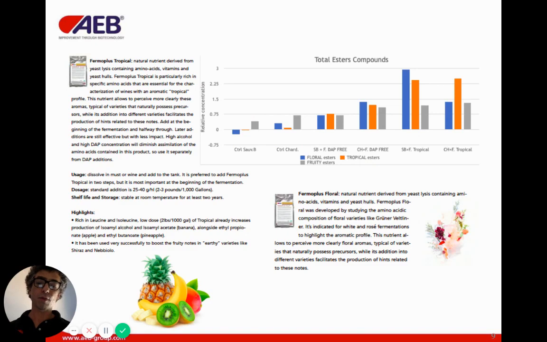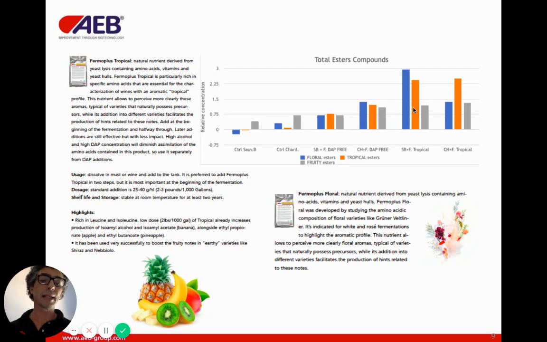We also went a step further and targeted certain amino acids, for example, with the Thermoplast Tropical, leucine and isoleucine, to boost certain aromatics. For example, in Chardonnay, we got a lot more of the pineapple.